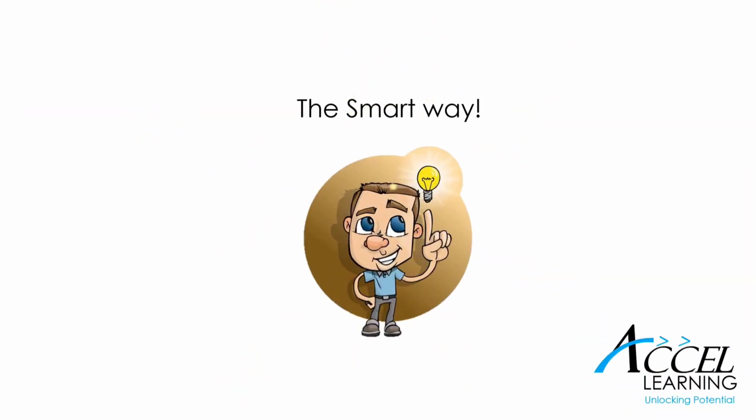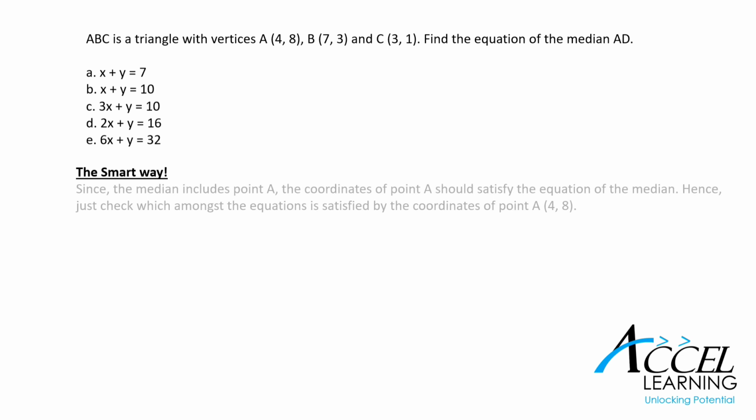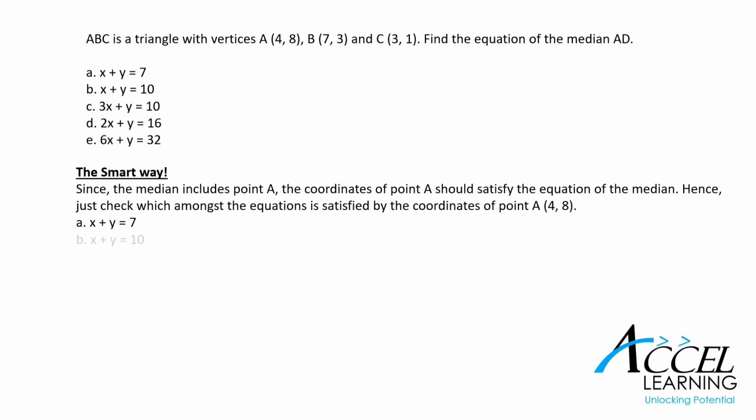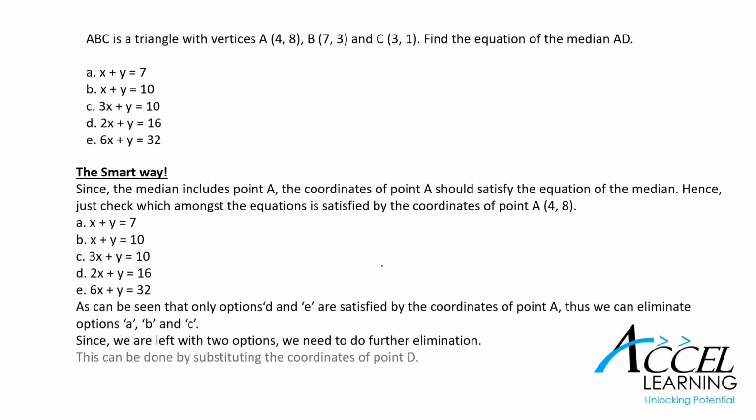As I had promised, let's see the fastest and smartest way to solve this question without the use of a calculator or an AI. Here's the same question. Pause the video now to see if you have a faster and smarter way to solve this question and beat the clock. So, here's the smart way. Since the median includes point A, the coordinates of point A should satisfy the equation of the median. Hence, just check which amongst the equations is satisfied by the coordinates of point A, 4 and 8. As can be seen, only options D and E are satisfied by the coordinates of point A, thus we can eliminate options A, B, and C.